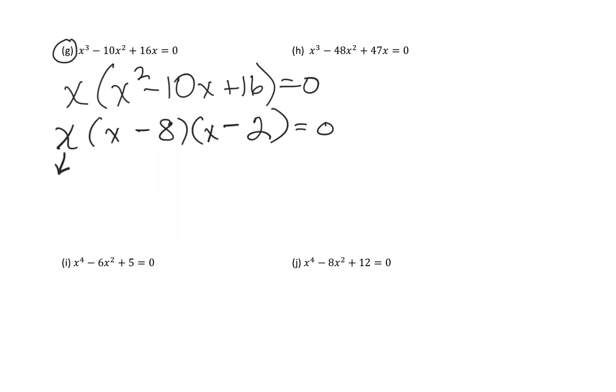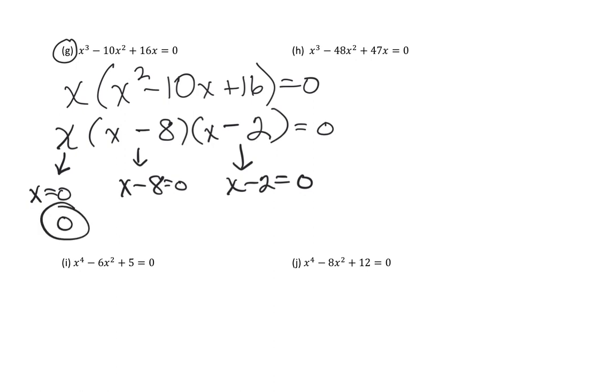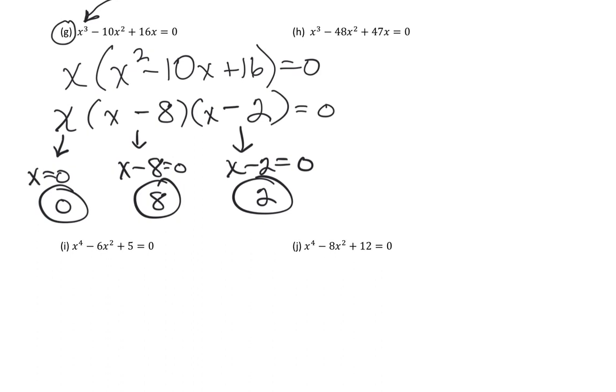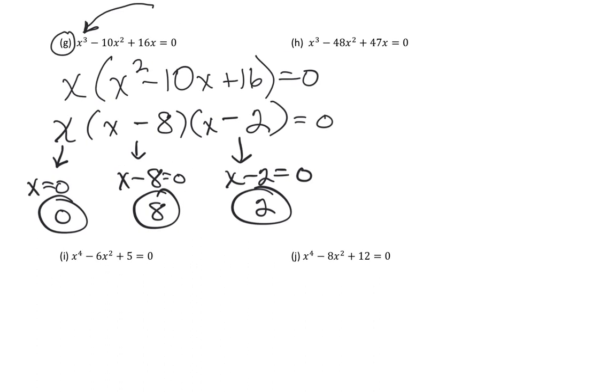Okay, you have 3 things being factored. Set all 3 factors equal to 0. You're going to get 3 answers. All right, so we get 0, 8, and 2. 3 different answers. Remember, the original problem right here was x cubed, which means there's a good chance that we'll have 3 answers. H is very similar, so I'm just going to skip that and let you work it.